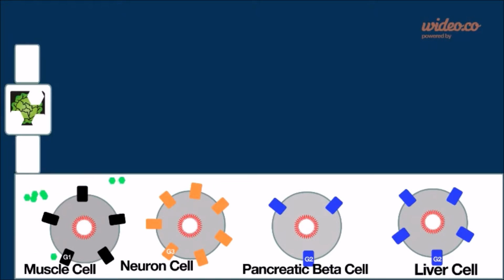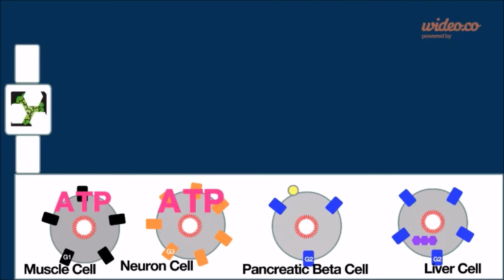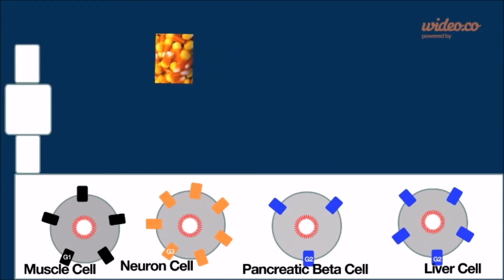As you'll notice, our bloodstream is free of glucose. After uptake of glucose, the muscle and neural cell will use it for production of energy, otherwise known as ATP. The pancreatic beta cell will secrete insulin. If there is any remaining glucose in the bloodstream, it will instigate further glucose uptake by cells. The liver cell will store glucose as glycogen.